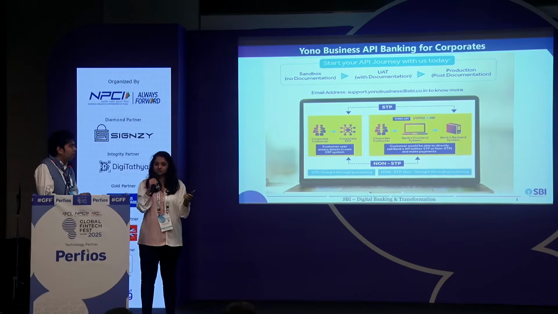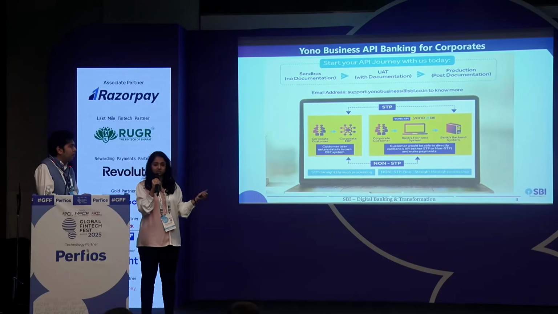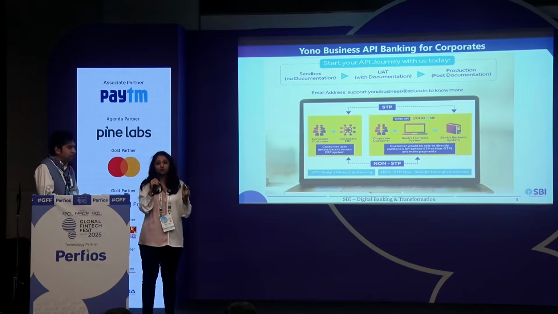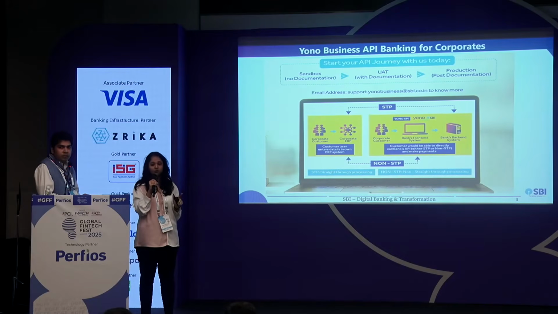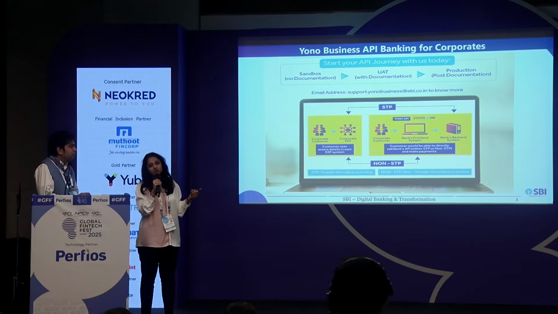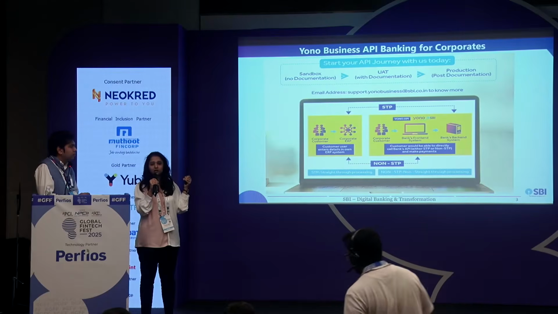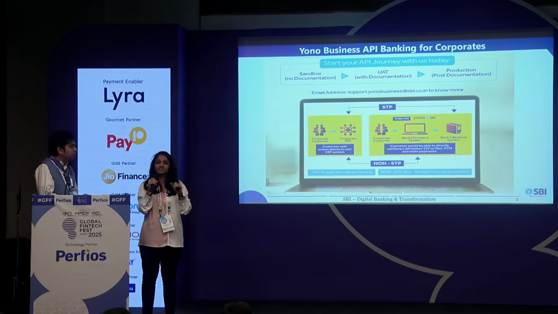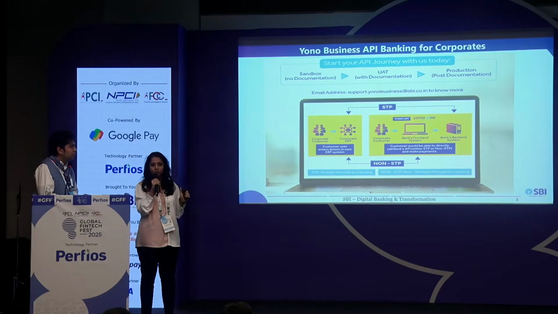So what is the process of doing an API integration with SBI? First, you come to our sandbox portal and experience our APIs. There is no documentation requirement for experiencing our APIs in the sandbox. For doing an integration in UAT, you will have to provide the API banking onboarding form, which will have your IP details. Your IPs will be whitelisted by the bank, and once they are whitelisted, you will be able to integrate in the UAT environment. Once you complete the integration in UAT and test it successfully, you will be able to go to production.